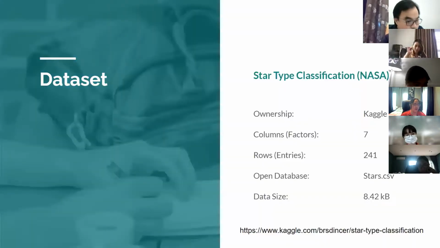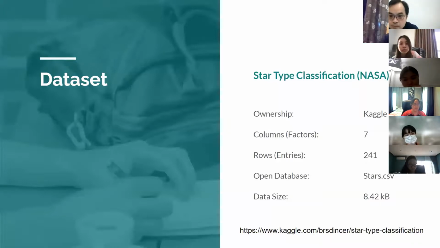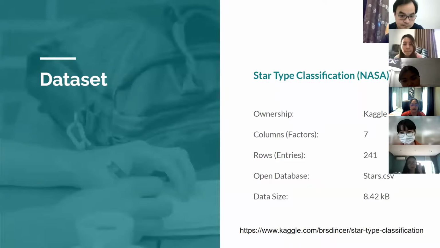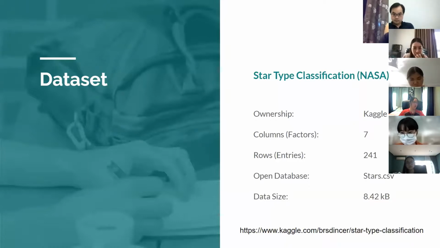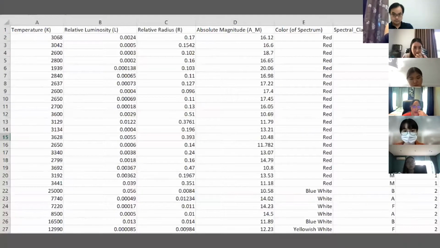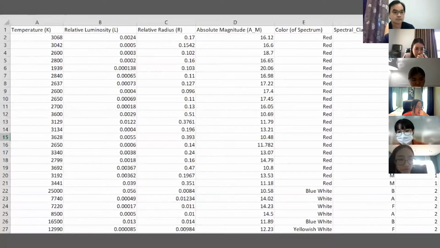Firstly, allow me to introduce my data set. My data set is star type classification, which originated from NASA. The source of my data set is Kaggle, as seen with the link below. This data set contains a total of 7 columns or factors with 241 rows for entries, including headers. It's an open database with a size of 8.42 kilobytes. Looking at each column, we have temperature, relative luminosity, relative radius, absolute magnitude, color of spectrum, spectral class, and star type from 0 to 5.